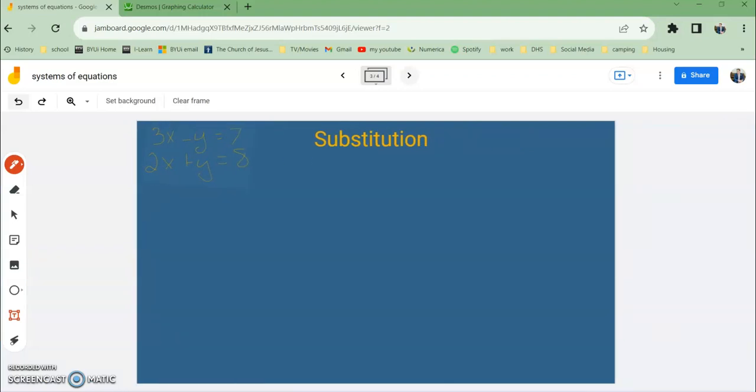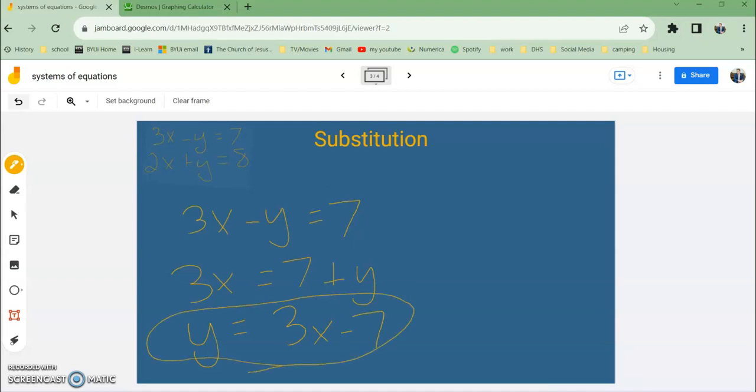So we have our two equations right there. Usually we want to focus on one of them. So let's focus on 3x minus y equals 7. First, we usually try to solve for y. That means we can add y on both sides, so 3x equals 7 plus y. We want y by itself, so we subtract 7 on the other side. So now we have y equals 3x minus 7, and that will be our y equation.